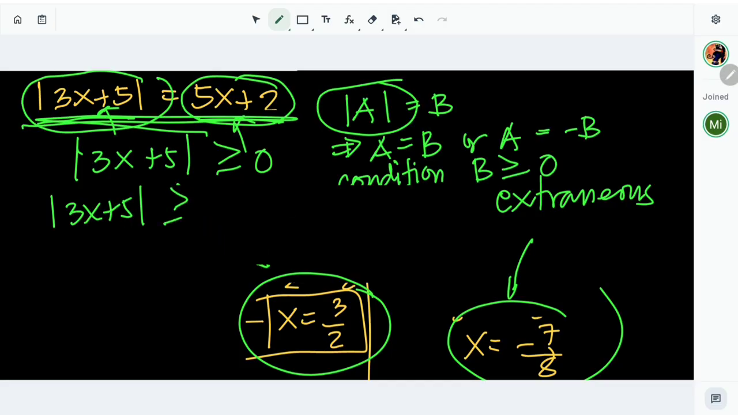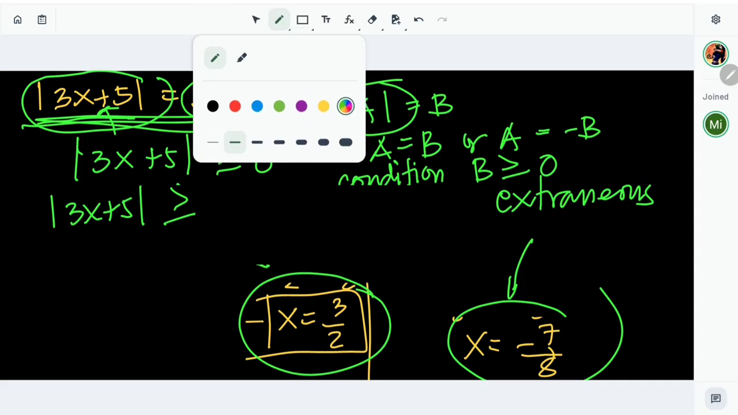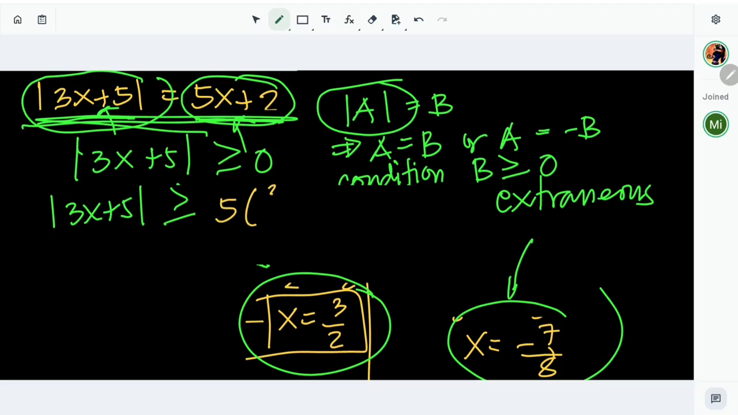It should be greater than or equal to this one. Okay, if we're going to plug in 3 halves there, so that is 5 times 3 halves plus 2.